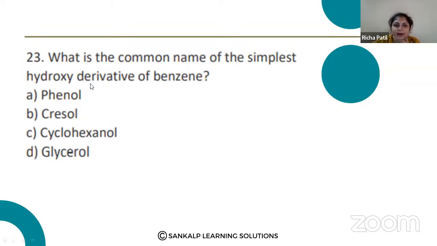What is the common name of the simplest hydroxy derivative of benzene? Hydroxy derivative.